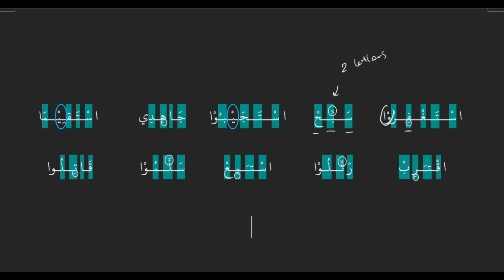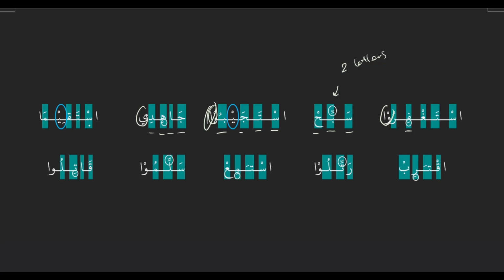Istajibu, does it meet the first condition? Yes, you have more than 3 letters. What about the second condition? Hiding our indicator, the ba is the last letter, so it makes the ya second to last. So yes. Good. More than 3 letters and an E sound on the second to last. What about jahidi? You have 4 letters, ignoring the indicator, and the second to last letter is the ha, and it has an E sound. So that meets both conditions.